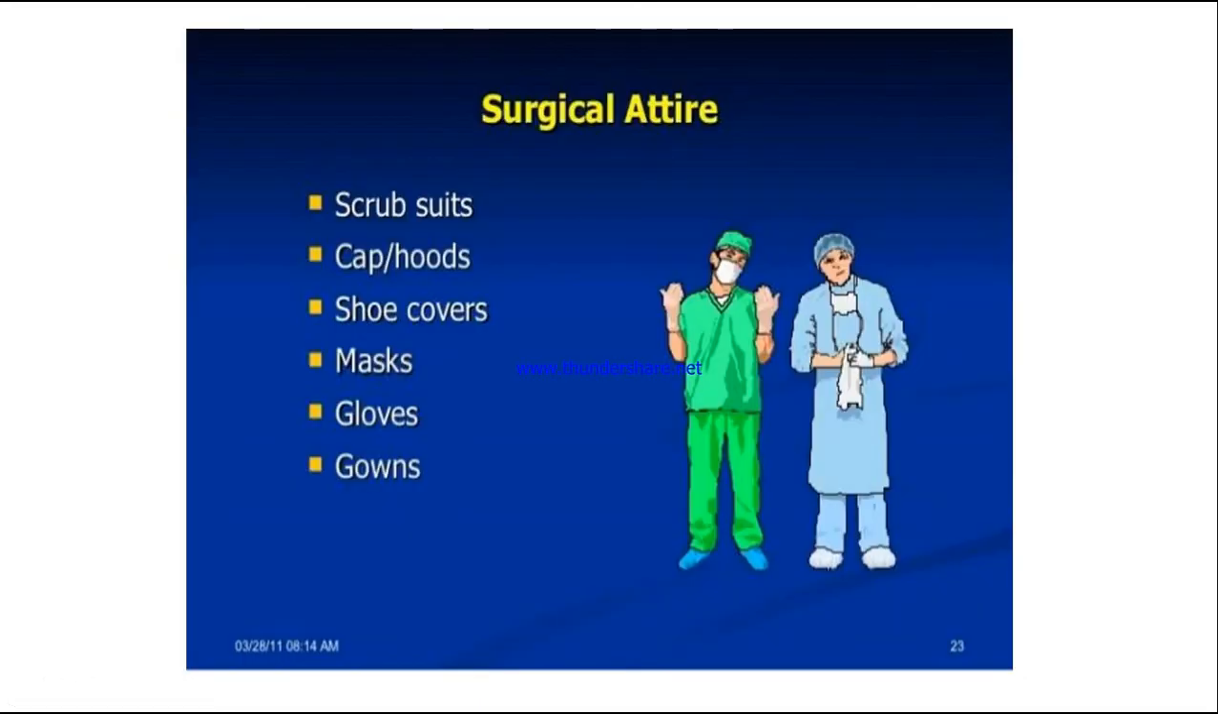Now surgical attire. What are the attires that have to be worn in the OT, or what are the OT clothes? You must be aware because you have been in OT during your postings in the hospital, so you must know what the attires or clothes are. One is the scrub suit, then cap, hoods, shoe cover, mask, gowns, and gloves.